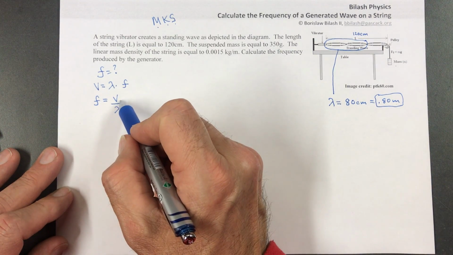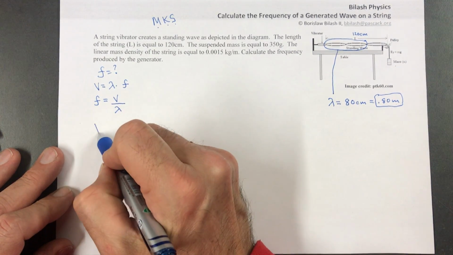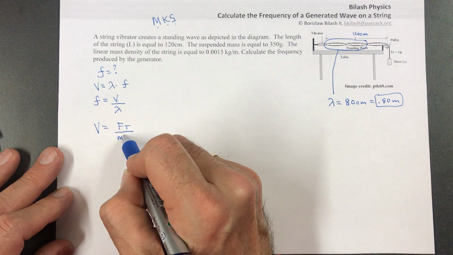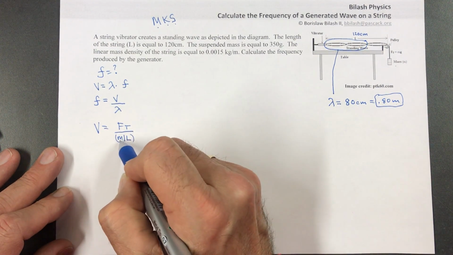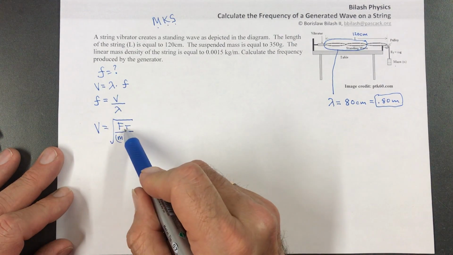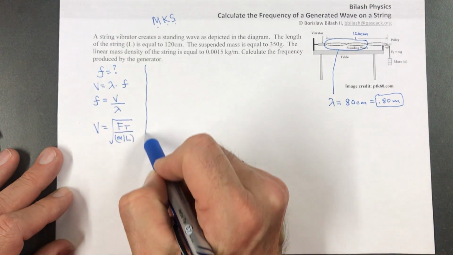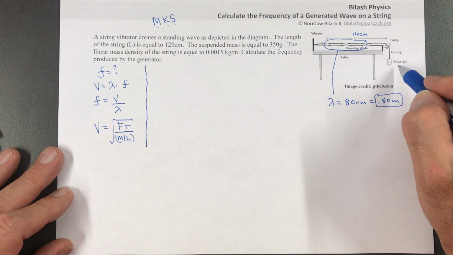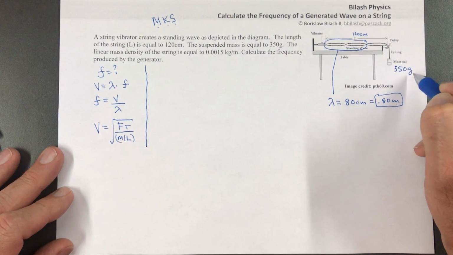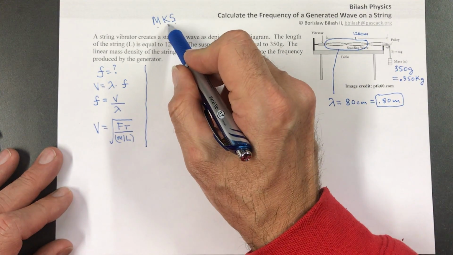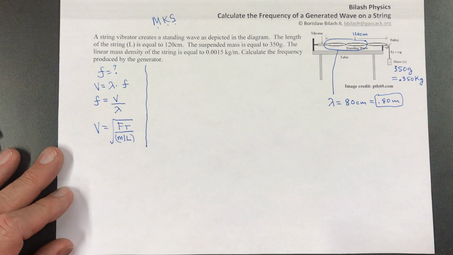Now, to figure out what our velocity is, we're going to use the equation V is equal to the square root of the tension on the string divided by the linear mass density. Linear mass density is m divided by L of the string. So let's deal with the force acting on the string. So the force is caused by this mass. Now we're told that the mass is equal to 350 grams, and that's of course equal to 0.350 kilograms. Again, we're using MKS, in this case kilograms, instead of grams.